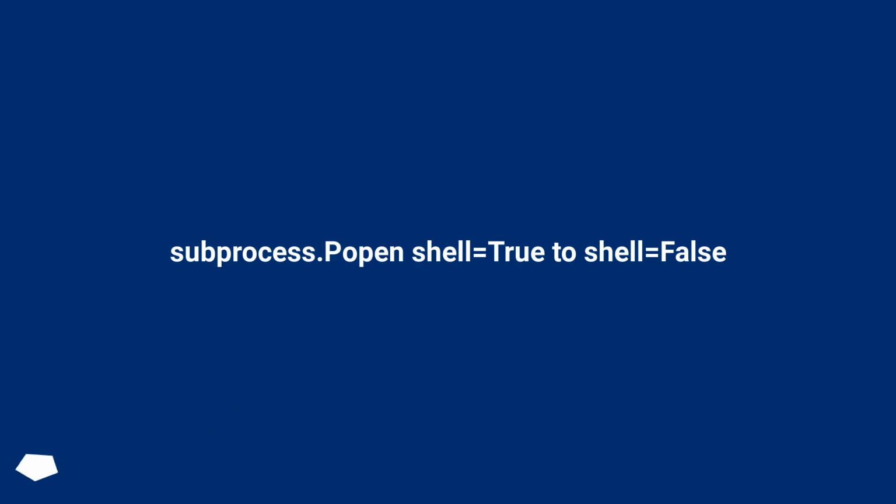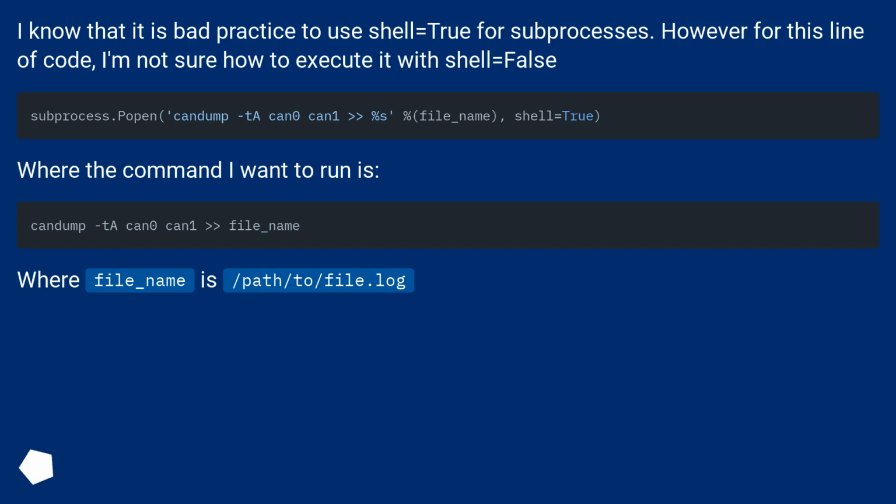Subprocess.Popen shell equals true to shell equals false. I know that it is bad practice to use shell equals true for subprocesses. However, for this line of code, I'm not sure how to execute it with shell equals false. Where the command I want to run is, where file_name is /path/to/file.log.